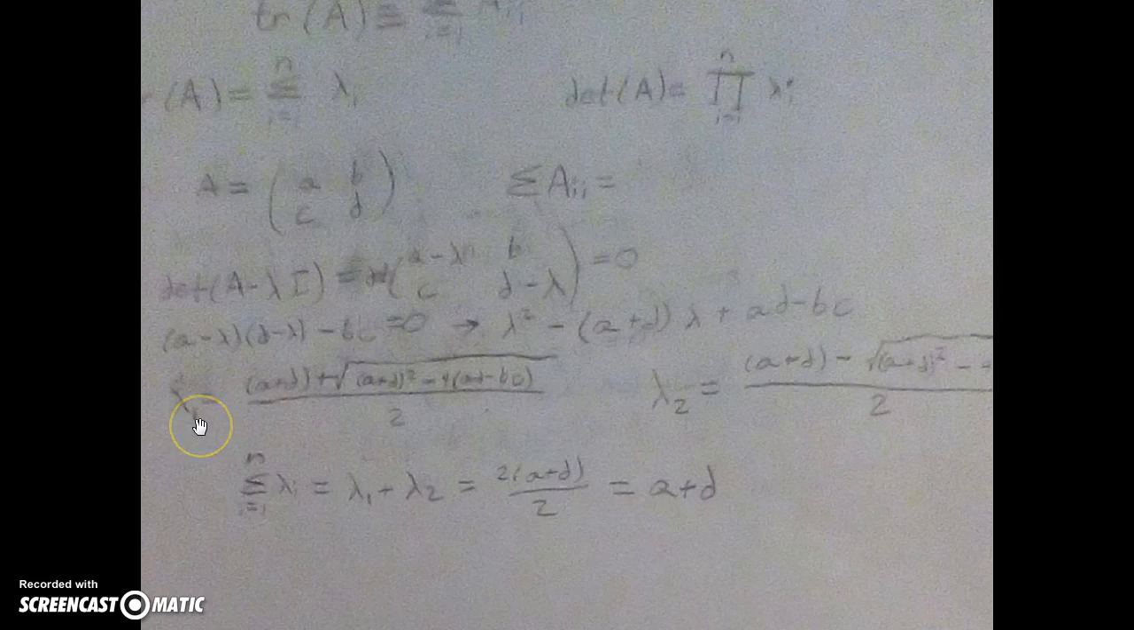So the eigenvalues are A plus D plus or minus the square root of A plus D squared minus 4 times AD minus BC, and then that divided by 2. And so there are your two eigenvalues. So now you add them together, and all the square root cancels out. So you're left with 2 times A plus D over 2, and the 2's cancel out, and so you're left with A plus D, which is the sum of the diagonals.